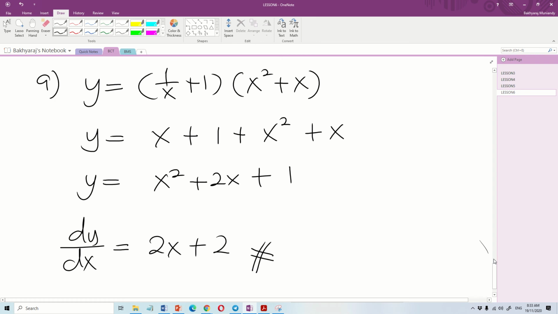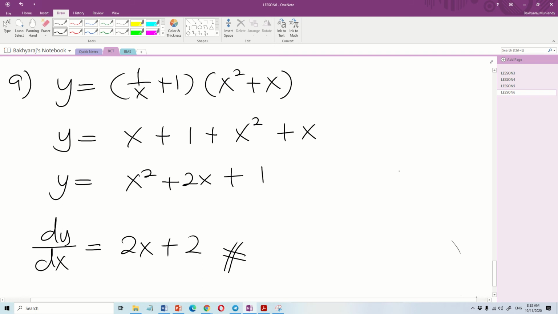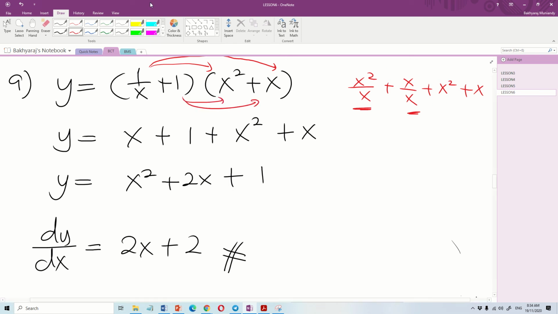Okay, actually kalau you nak tengok dia punya expansion, kita boleh buat macam ni: x kuasa 2 per x tambah x per x tambah x kuasa 2 tambah x. Okay, kalau kita kali dulu kita dapat ni. Kalau kita kali dengan ni kita dapat x over x. Lepas tu yang sebelah sini x kuasa 2 dengan x lah. So yang ni sebenarnya you boleh potong lah. Ini jadi 1 lah. So you get x plus 1 plus x square plus x. Itu kita dapat macam ni.